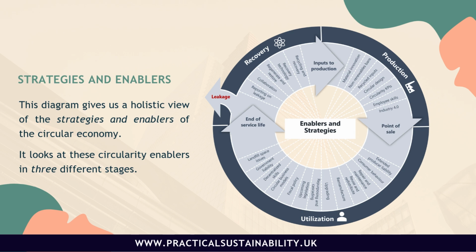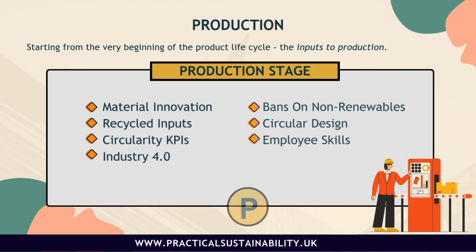This diagram gives us a holistic view of the strategies and enablers of the circular economy. It looks at these circularity enablers in three different stages: production, utilization, and recovery. Production stage. This starts from the very beginning of the product life cycle and covers the inputs to production. This stage focuses on the following enablers: material innovation, recycled inputs, circularity KPI, Industry 4.0, bans on non-renewables, circular design, and employee skills.